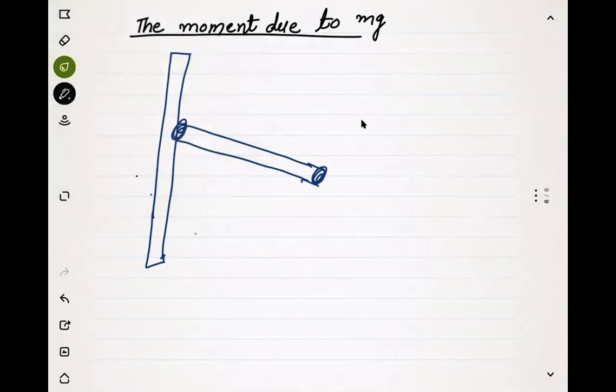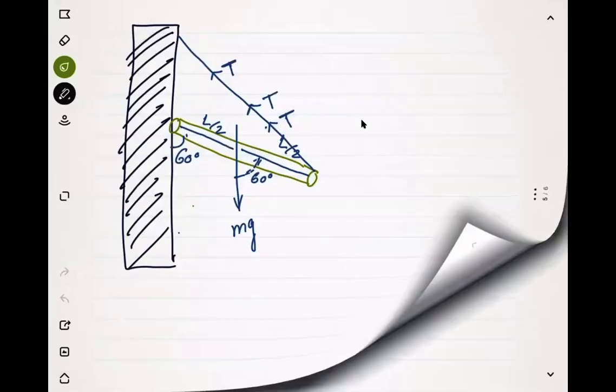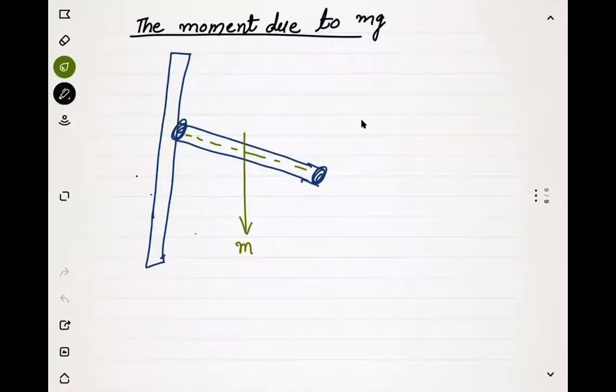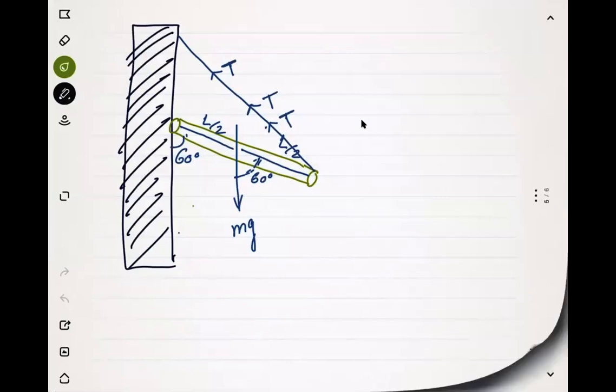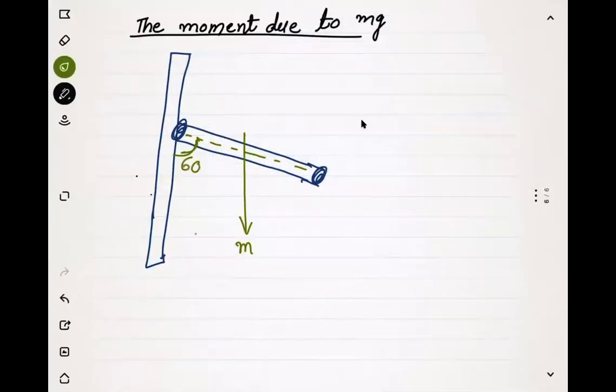And if we go for resolving of forces, the weight of the rod is acting vertically downwards, and you see the angle of the weight or the angle of the rod, the length of the rod is L, and its angle with the vertical is given as you see it is 60 degrees. So this angle of the rod with the vertical is 60 degrees.